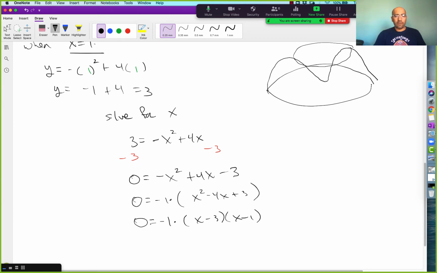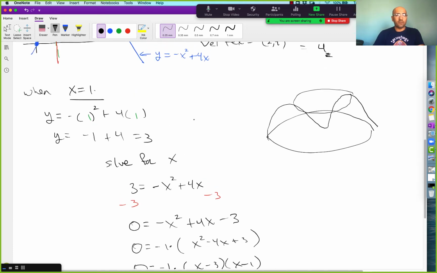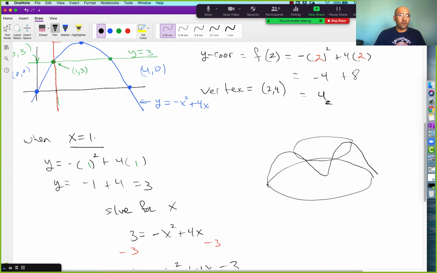And now we have the zero product principle. That means that x minus 3 equals 0, or x minus 1 equals 0. Therefore, x equals 3 is one solution, and x equals 1 is another solution. And well, 1 we had already guessed, and 3 I just guessed in the graph, and it also works out nicely. So that's how we can confirm that this value right here is a 1, and that if we come down here, this value right here is a 3.